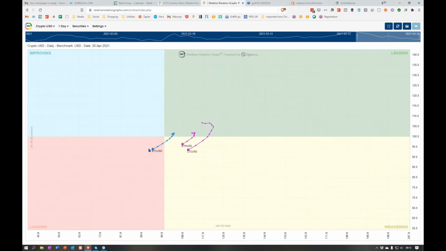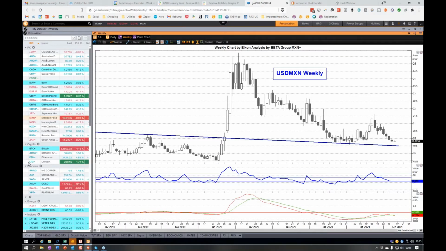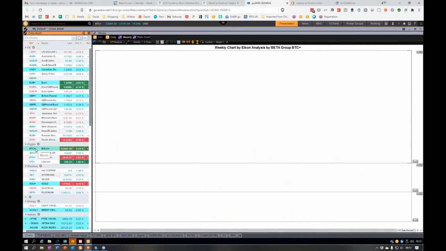The direction is southwest, so that means that they're moving down in terms of positive momentum, and also they're moving left, and so weakening versus the US dollar, which is a hard thing to do, to be weaker than the US dollar, isn't it? So let's move now to, we'll start with Bitcoin.